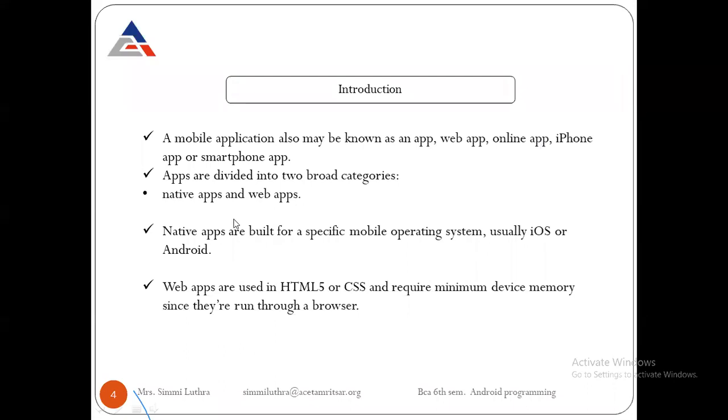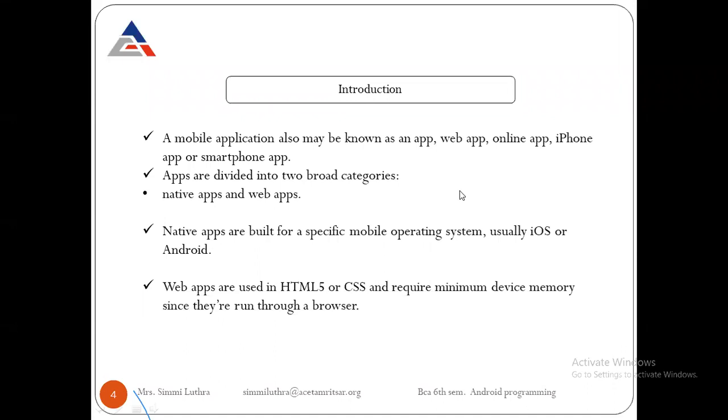So what is the difference between native apps and web apps? Native apps are built for a specific mobile operating system, usually iOS or Android. Native apps enjoy better performance and a more finely tuned user interface. On the other hand, web apps use HTML5 or CSS and require minimum device memory since they run through a browser. The user is redirected to a specific web page and all the information is saved in server-based databases, so web apps require a stable connection to be used. This is the main difference between native apps and web apps.